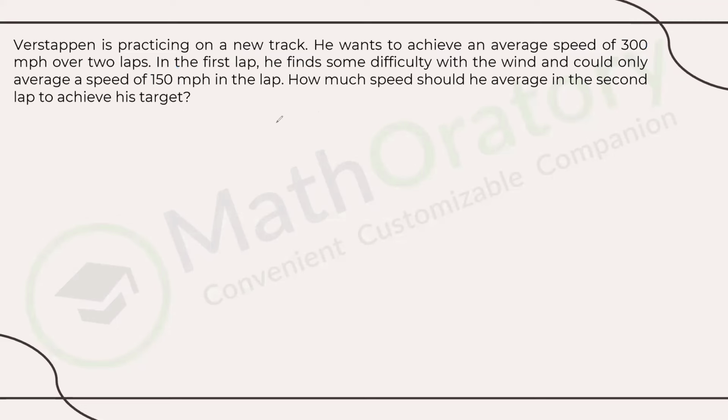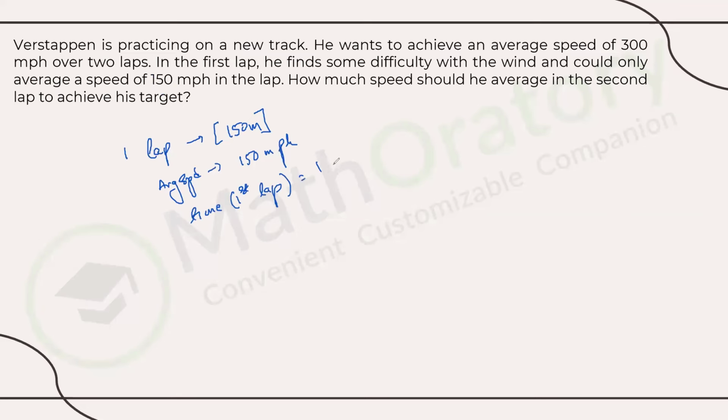Now, since it's a lap thing, if I consider 1 lap to be a certain distance, any distance for that matter, in this case we'll consider a distance such that the time remains an integer. So we have 150 miles per hour. So we can consider, let's say, 150 miles to be the distance of 1 lap. Correct. So if the average speed of this lap has been 150 miles per hour, the time for the first lap should be 1 hour.